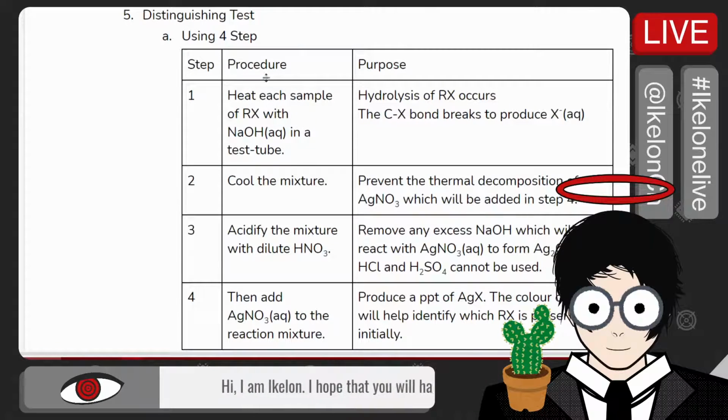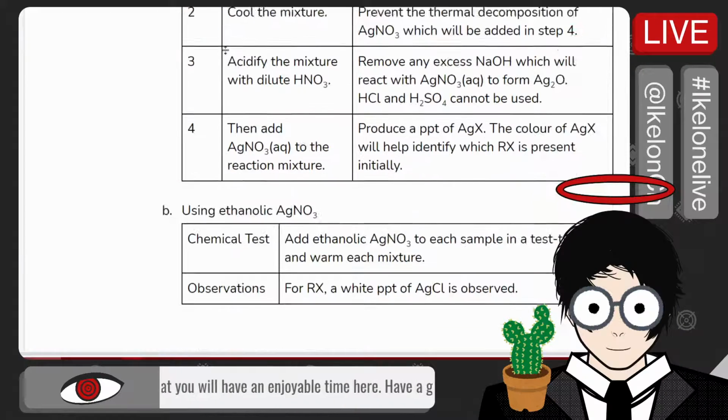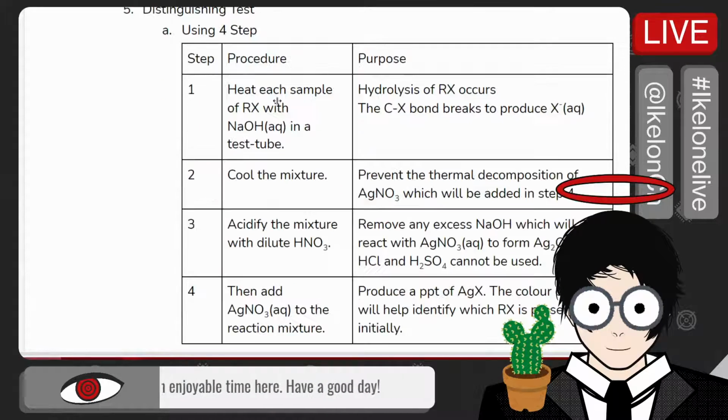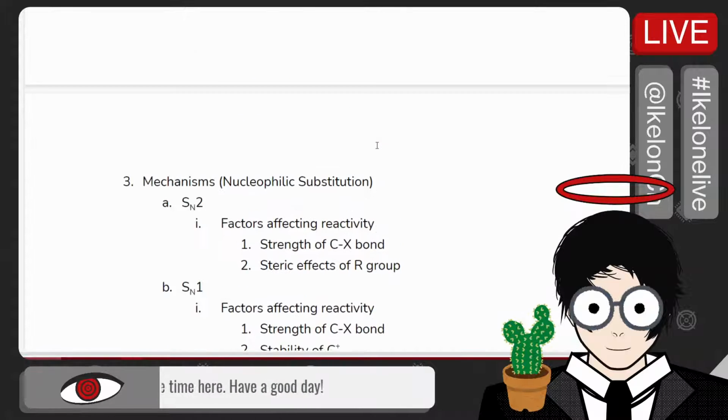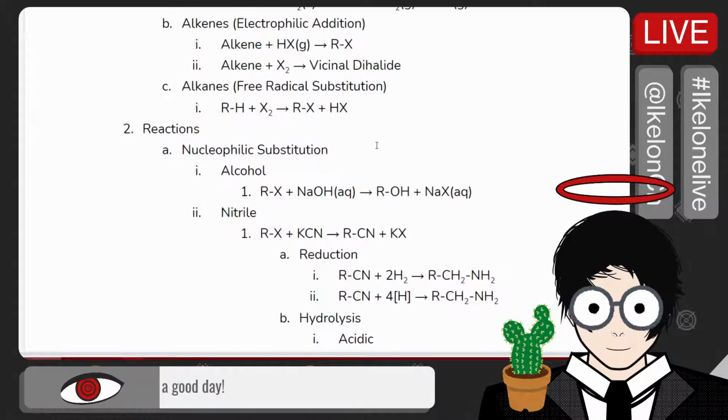Distinguishing tests, well, there are two kinds. The first one is the 4-step test, the second one is using ethanolic AgCl. So the 4-step test, right? If you have two compounds and you want to figure out which one is a halogen derivative, right? Actually, wait. No, should we go through this first? No, I forgot to talk about the other reactions. My bad. Yeah, these kinds.